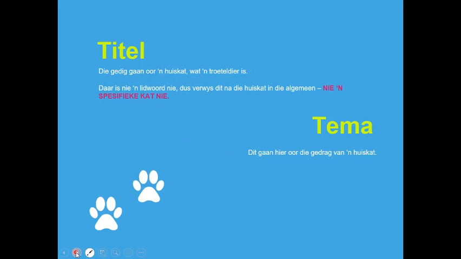Ja, that's it. Goed, titel. Die titel gaan oor 'n huiskat wat 'n troeteldier is. So the title, the poem is about a house cat that is a pet, a troeteldier. Daar is nie 'n lidwoord nie, so there is no article or participle or whatever you want to call that in English. The and the D in front of it is not die huiskat of 'n huiskat. It's just huiskat. So dit verwys na die huiskat in die algemeen. It refers to the house cat in general. Nie 'n spesifieke kat nie.